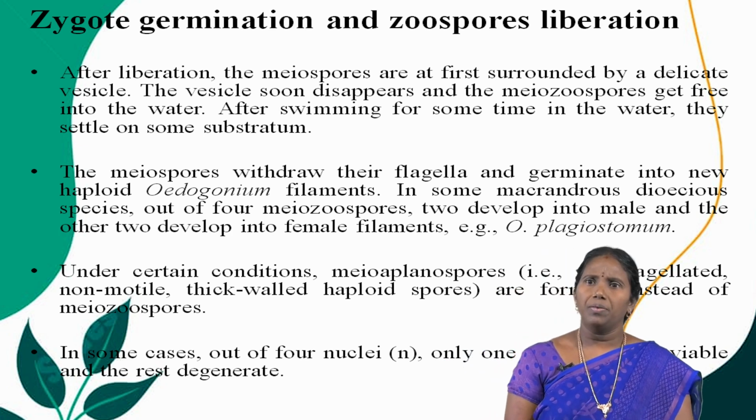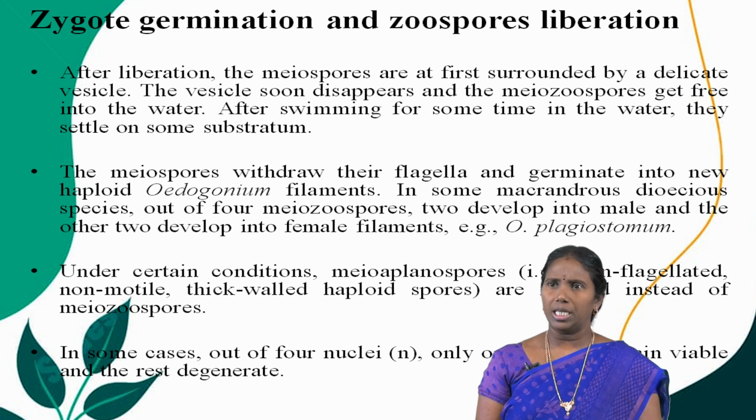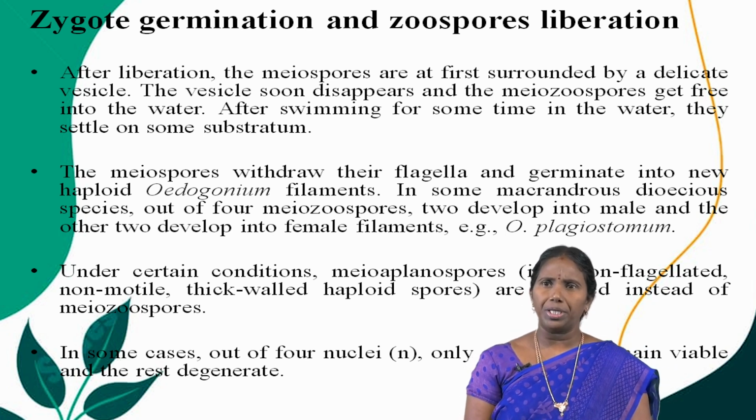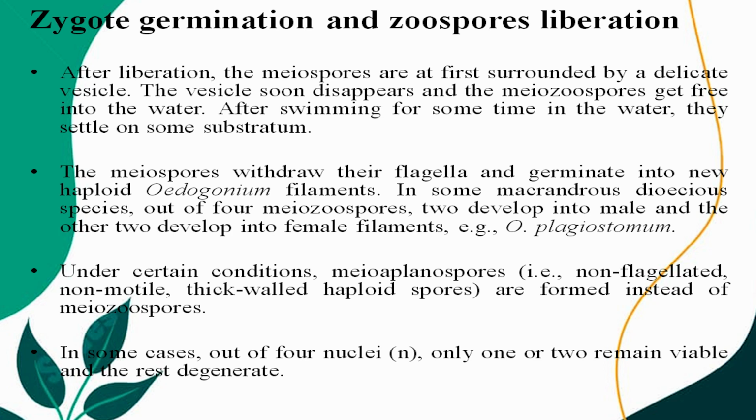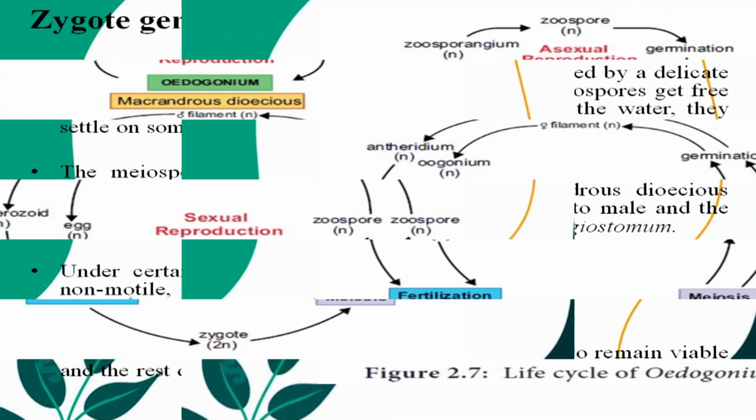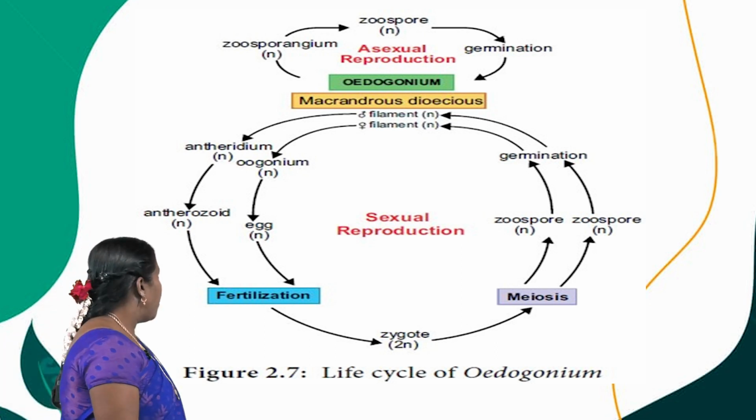The meiospore withdraws the flagella and germinates into a new haploid Oedogonium filament. In some macrandrous dioecious species, out of four meiospores, two develop into males and the other two develop into females. Under certain conditions, meiospores are formed instead of zoospores. In some cases, out of four nuclei, only one or two remain viable and the rest degenerate. This slide shows the life cycle of Oedogonium.